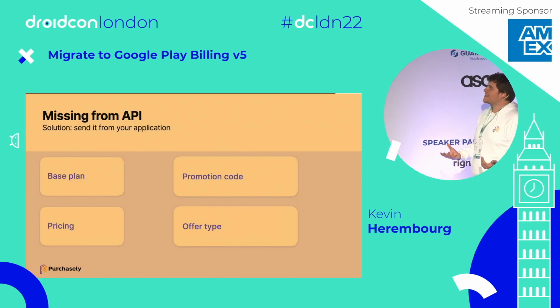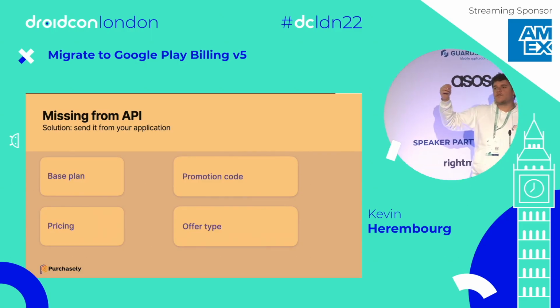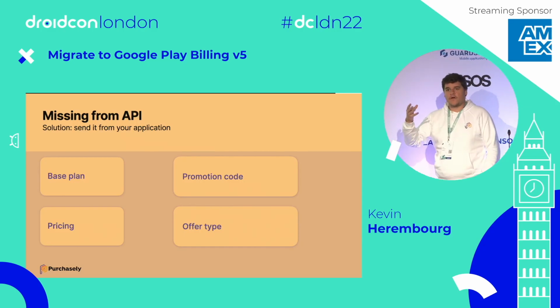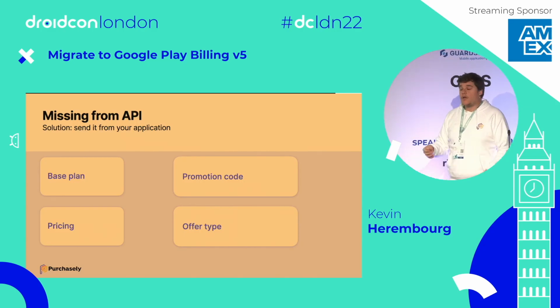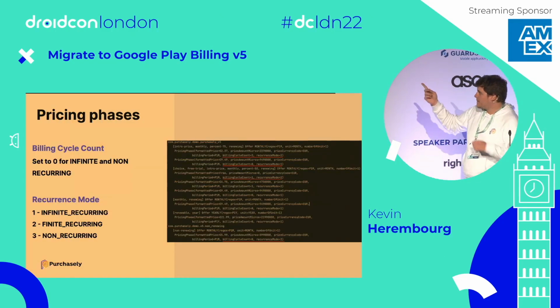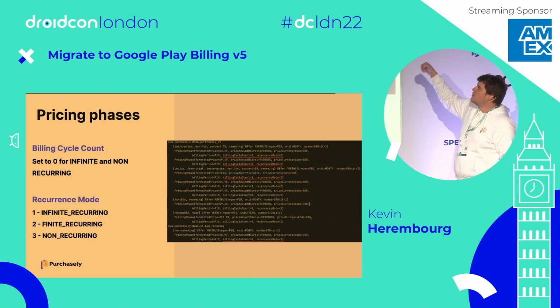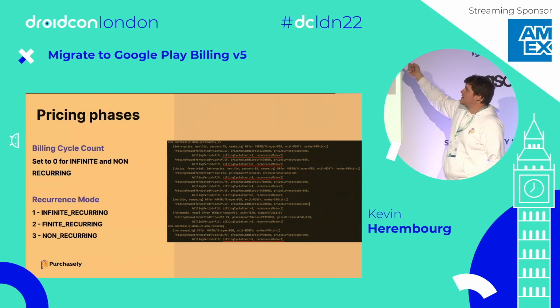The only way to do it is send it from your applications, which means that when you provide an offer to your user and you start the purchase, when you send the purchase token to your API for them to verify the purchase, you should also send the pricing phases. Because the pricing phases you saw here are the ones that are going to be paid by your users, and you know if it's a free trial, intro price, etc.